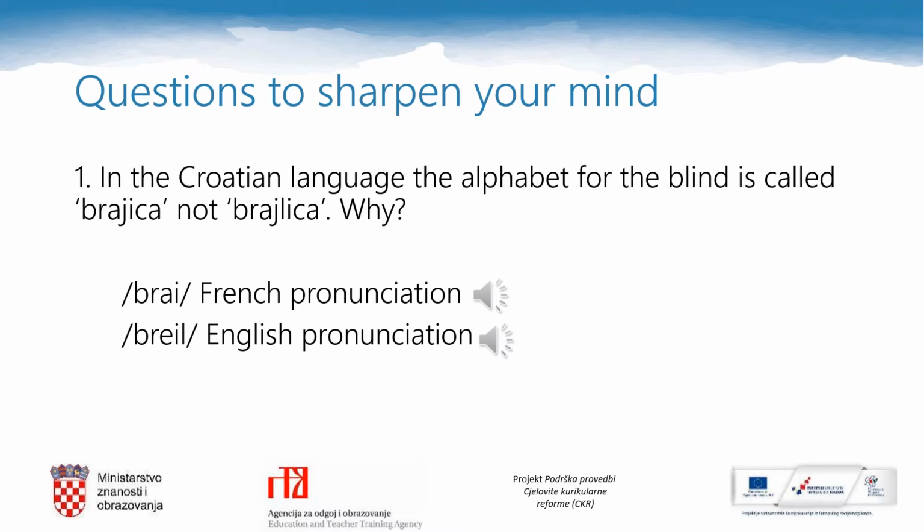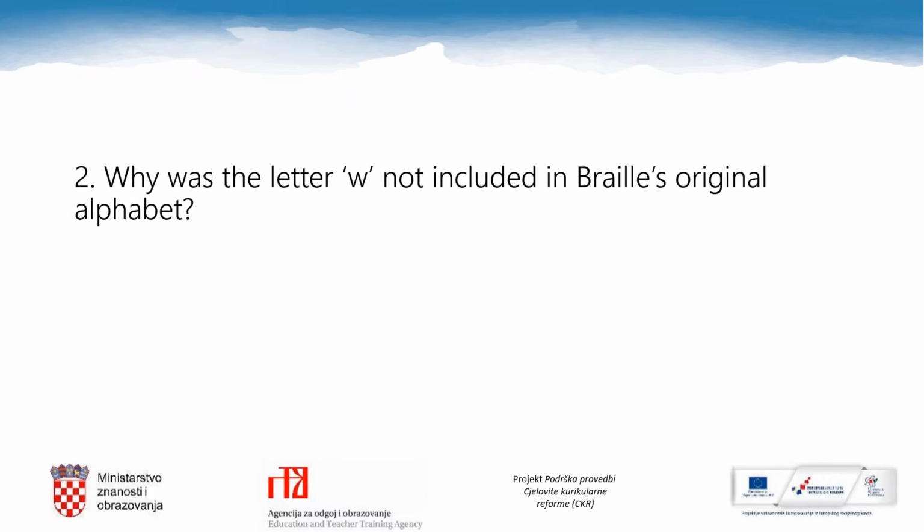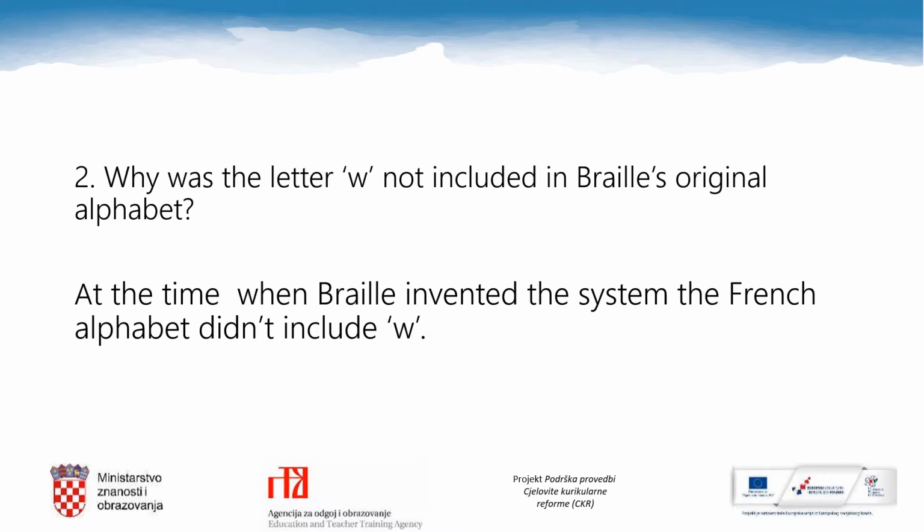Let's go on to the second question. Why wasn't the letter W included in Braille's original alphabet? The answer is: W wasn't included in Braille's original alphabet because it covered the basic letters of the French alphabet, and at the time the French alphabet didn't include W.